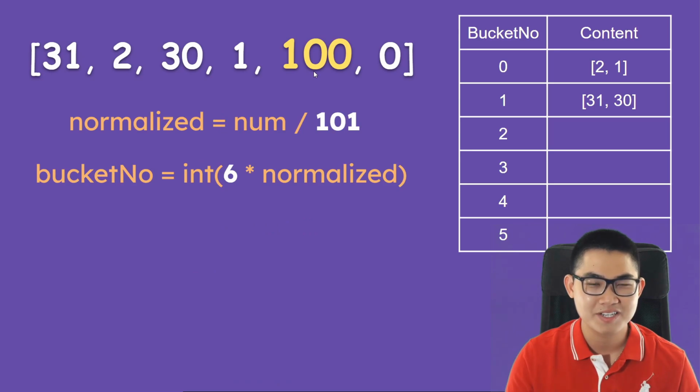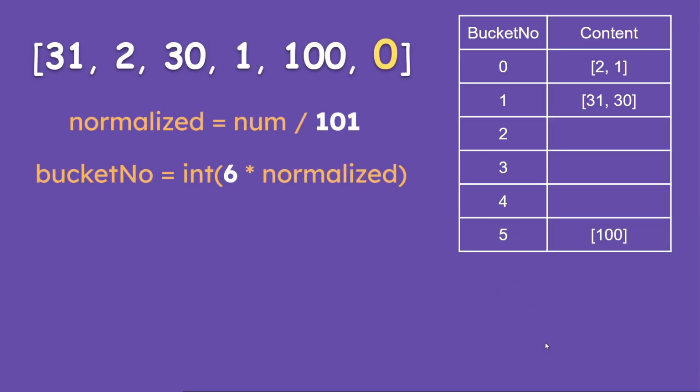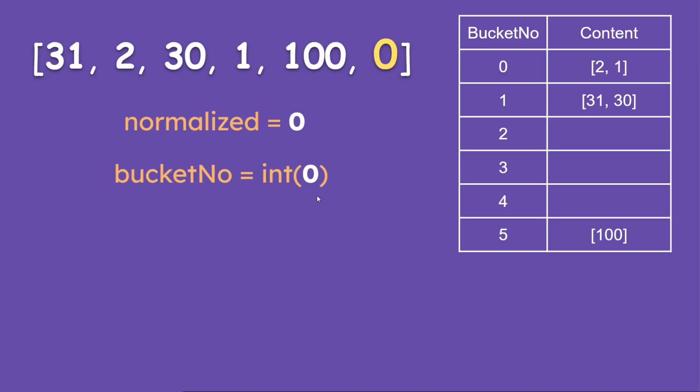Same thing with 100. We have 100 over 101. We put it in here, times 6. We get 5.94. And then we put it into the int function, we have 5. So 100 goes into bucket 5. And onto the last number, which is 0. So we have 0 over 101, which is just 0. And then we have 6 times 0, which is just 0. And int of 0 is, guess what? Also 0. So that's going to go into bucket 0.